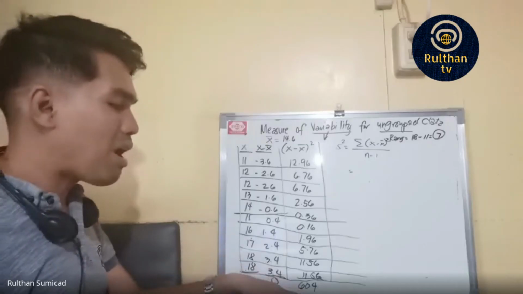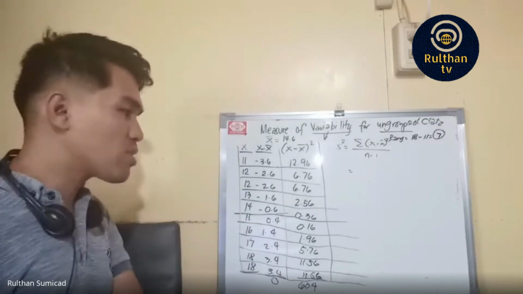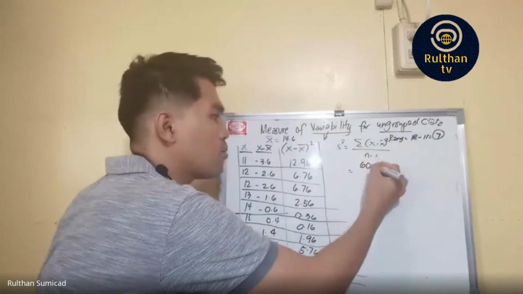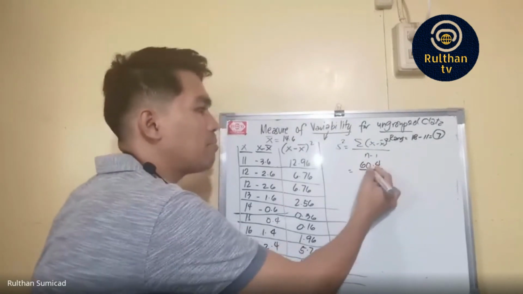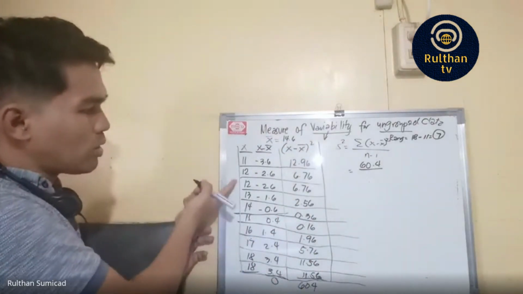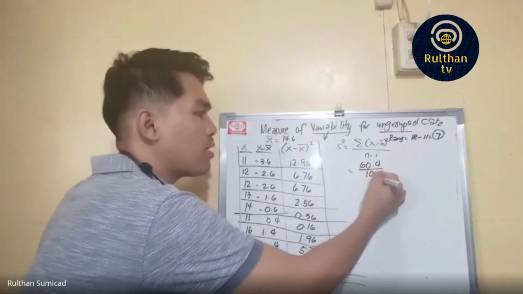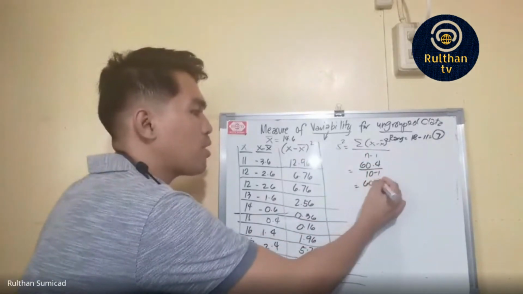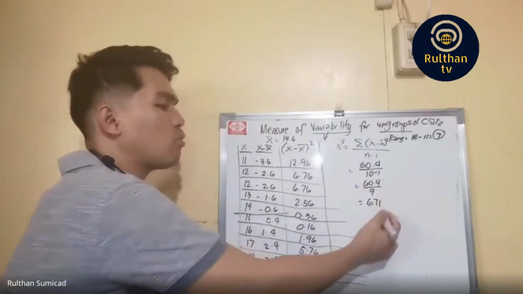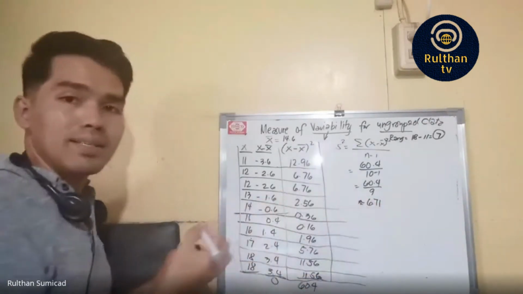Okay, this is now the summation of the total of our squared deviations of each score away from the mean. So we have 60.4. Now to solve that, we divide 60.4 by our n. What is our n? 1, 2, 3, 4, 5, 6, 7, 8, 9, 10. So that is 10 minus 1, we have 60.4 divided by 9, which is 6.71. By the way, we will round our answer to the nearest hundredths.